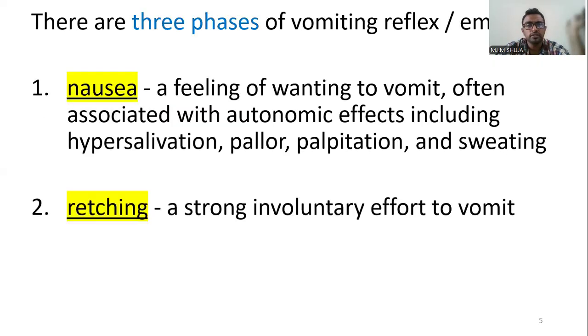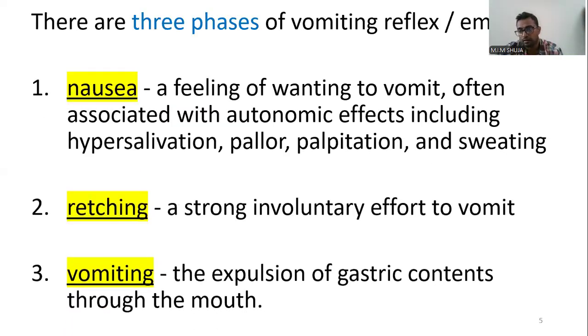Vomiting usually occurs in three phases: nausea, retching, and vomiting. The first phase is nausea, an unpleasant feeling that the person may vomit. It's a warning sensation and usually occurs before actual vomiting. During nausea, the patient may say, I feel like vomiting. Nausea is commonly associated with autonomic symptoms like salivation, sweating, palpitation, and sometimes dizziness.